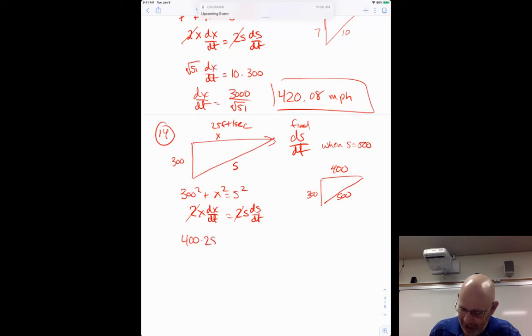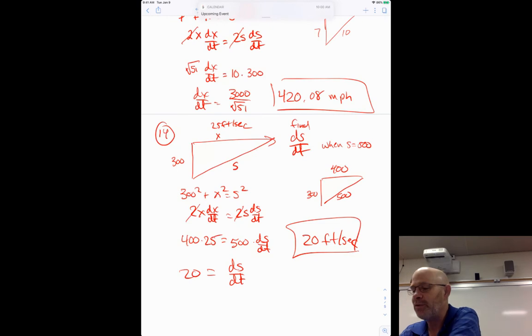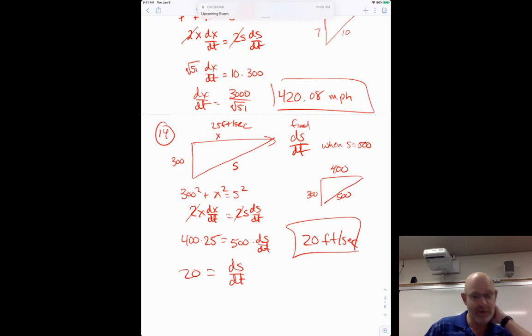So we're going to go 400 times dx/dt, which is 25. That's how fast that kite was traveling, equals my s, which is 500 times ds/dt. Do a little algebra. ds/dt equals 400 times 25 divided by 500, and I get 20. So I guess 20 feet per second. And we'll check that answer, and we'll be done with 14. 14 is 20, look at that. And back for the last ones, 21 and 31 in just a second.